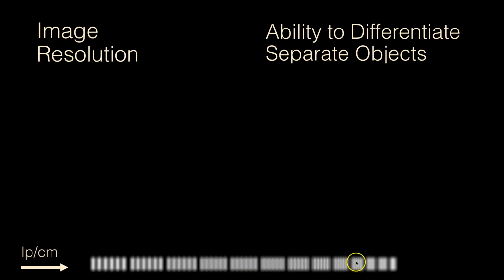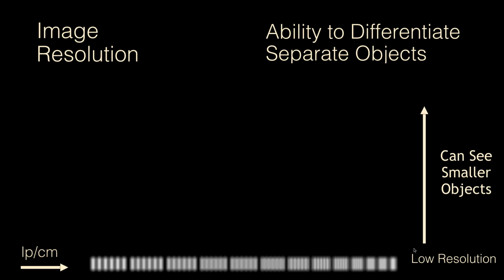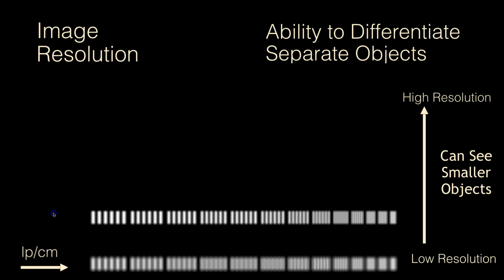And as we go in this direction, the objects get closer and closer together. So you can see that once you get down here, it's very difficult to appreciate separate bright and dark patterns in this image. So this is a lower resolution example. And then as we can see more of the smaller objects, that corresponds to higher resolution. So that's why we can use such a bar pattern to do a visual examination of the spatial resolution that we can get in an image.